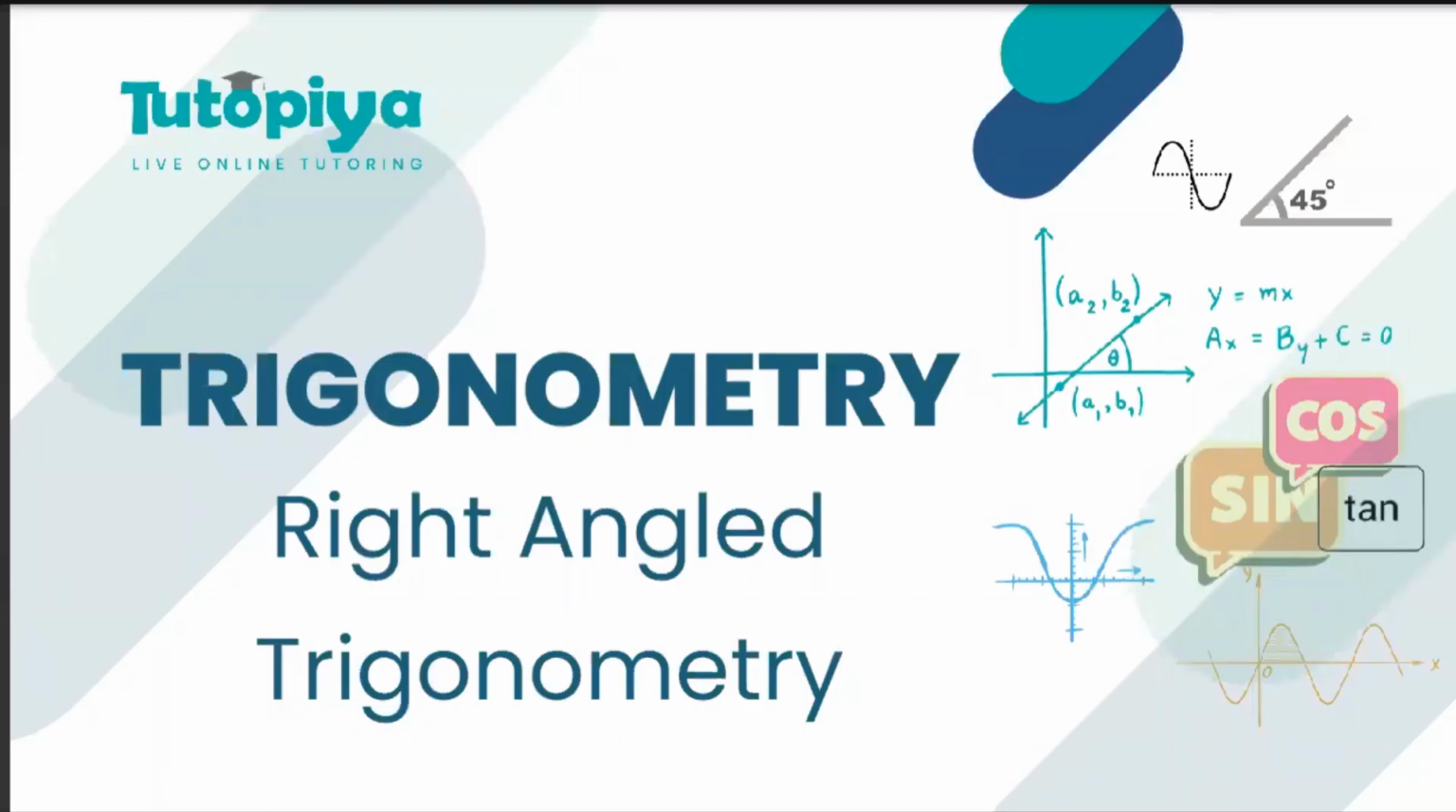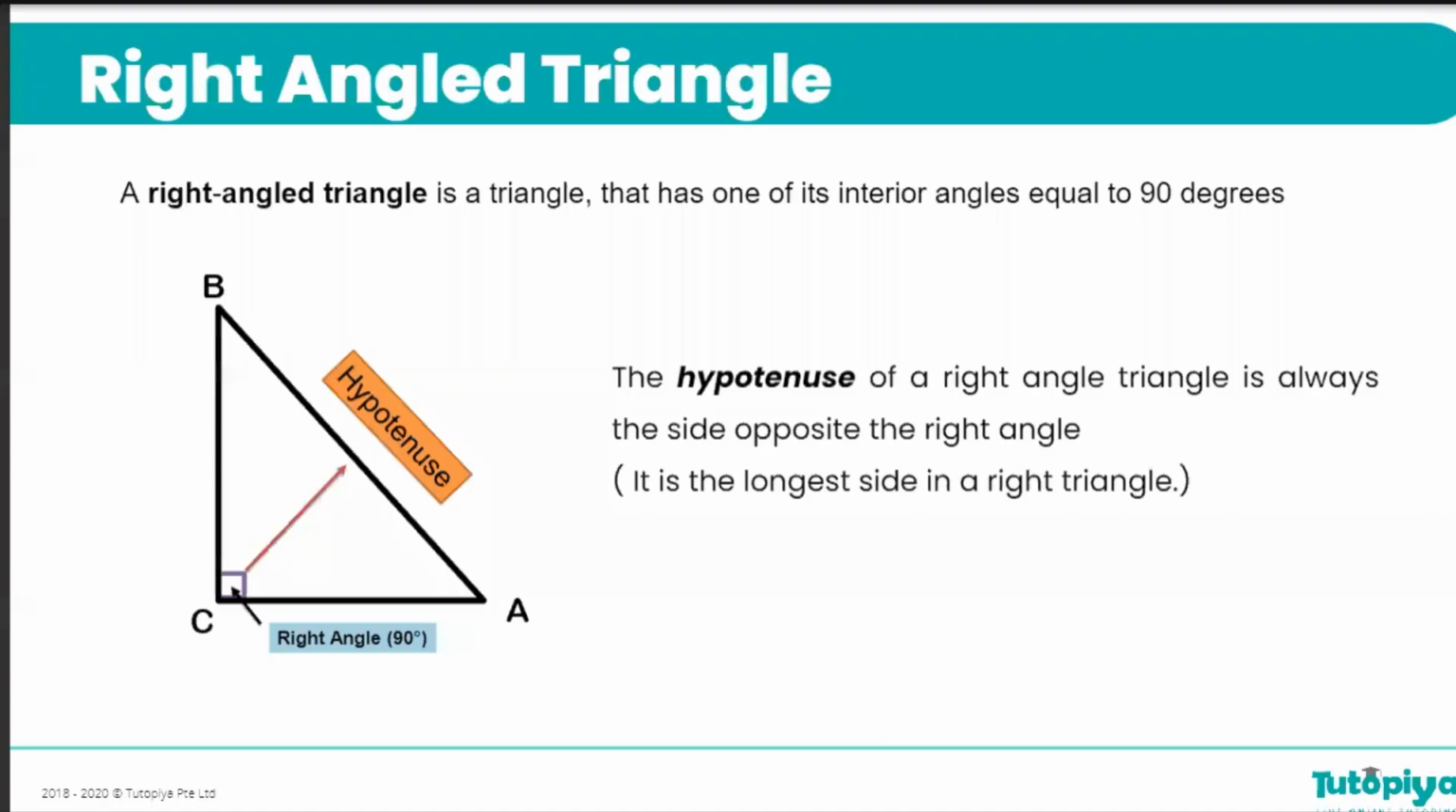Welcome to today's video on Cambridge IGCSE Mathematics for the syllabus codes 0607 and 0580. Our topic for today will be trigonometry, where we will be looking at the subtopic right-angled trigonometry.